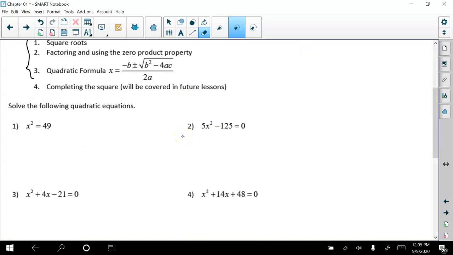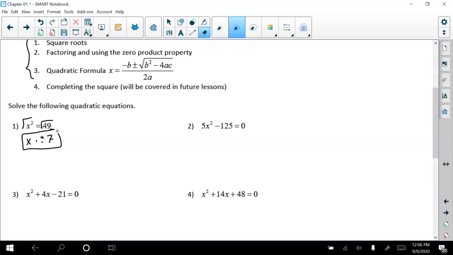So for problem number 1, x squared equals 49. What we can do is solve by square roots. We're going to take the square root of both sides. We get x equals. Now when solving by square roots, we get two solutions, because the square root of 49 could be a positive 7 or a negative 7. So we put plus or minus 7. There's our two solutions.